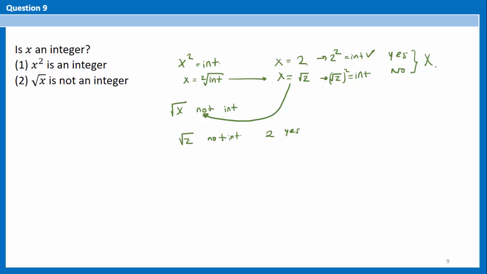And if I try square root of 2 with another square root, that would be the fourth root of 2, and that is also not an integer. So it's a valid number, and the answer is no. Therefore, since both statements with the same values answer yes and no, I can directly say not even together they can answer. The answer would be E.